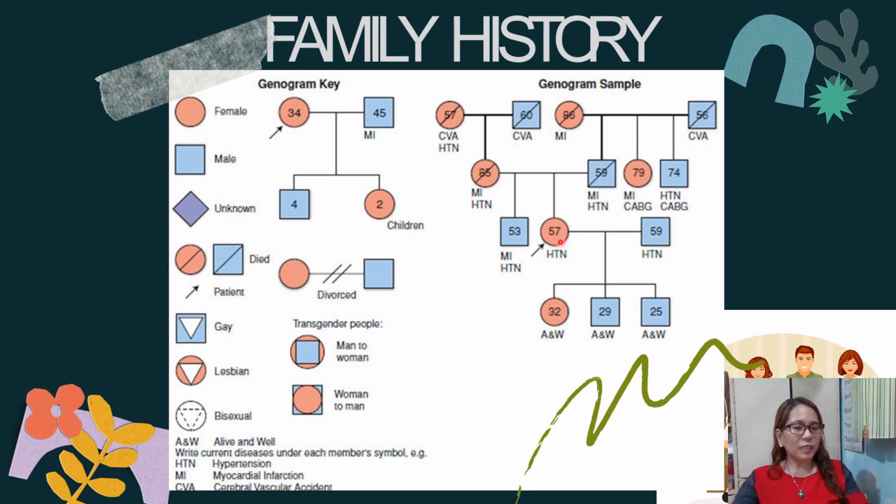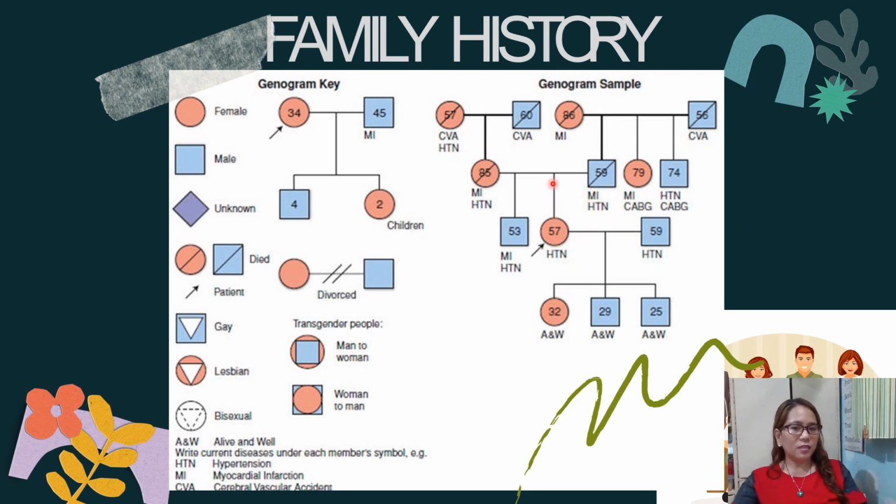Let's look at the immediate bloodline of our patient. She has one brother, so there are only two siblings. Her brother is 53 years old, with myocardial infarction and hypertension. Let's trace their parents. Their parents are both dead. Both died due to myocardial infarction. The mommy and the daddy both died of myocardial infarction and hypertension.